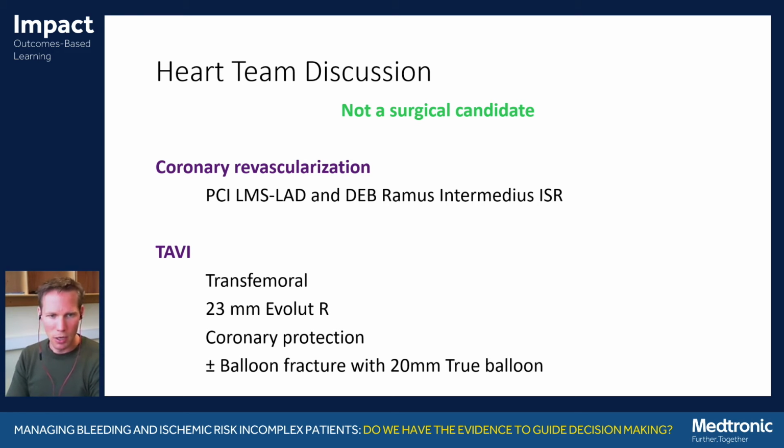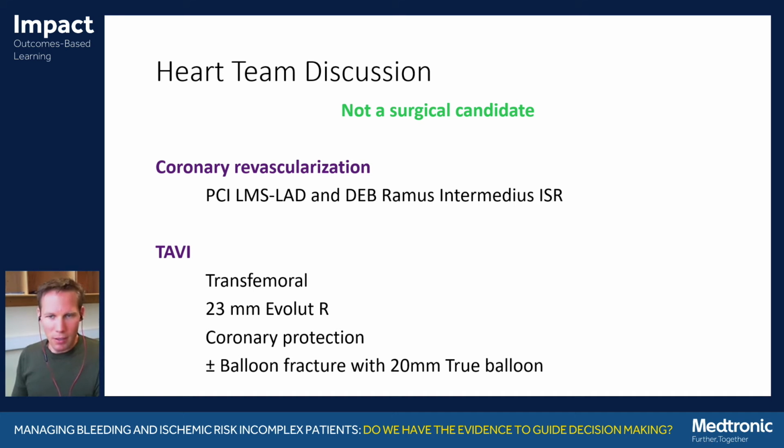And as such, our strategy was therefore an upfront PCI, so stenting from the left main into the LAD, of course IVUS or OCT guided, and a drug-eluting balloon to the ramus intermedius in-stent restenosis, and then get on with a transfemoral TAVI.